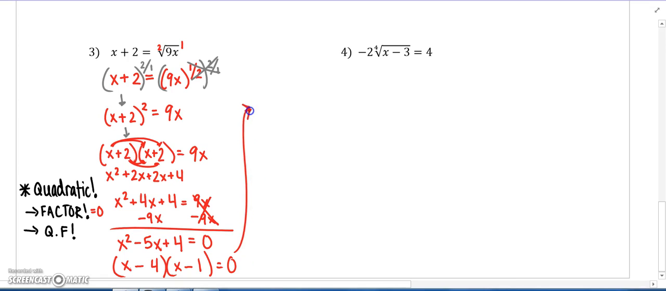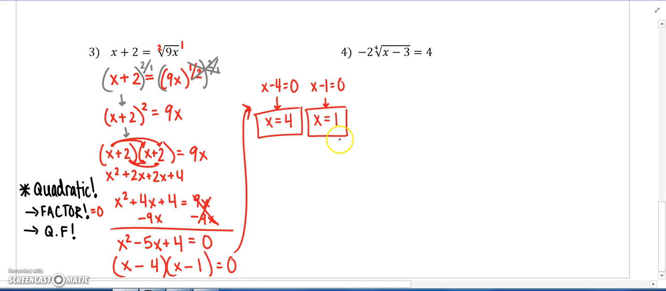Swing up here because I'm running out of room. So then I just set each factor equal to 0, and solve. So we end up with two answers, x equals 4 and x equals a positive 1. Now, especially when you get more than one answer, you really got to make sure that you're checking, just in case, because you never really know how these answers will work out.